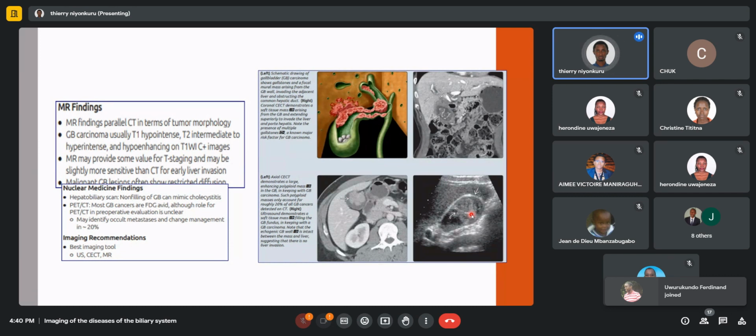hyperechoic, attached to the wall and associated with this porcelain gallbladder wall, mainly affecting the superior gallbladder wall. And this is highly suggestive of gallbladder cancer.